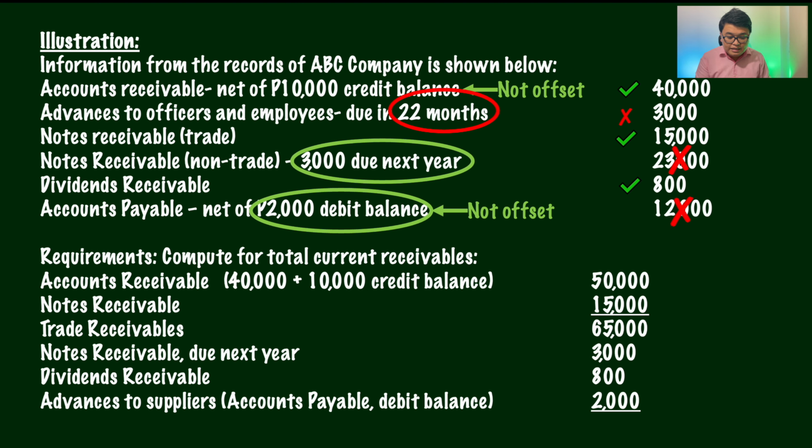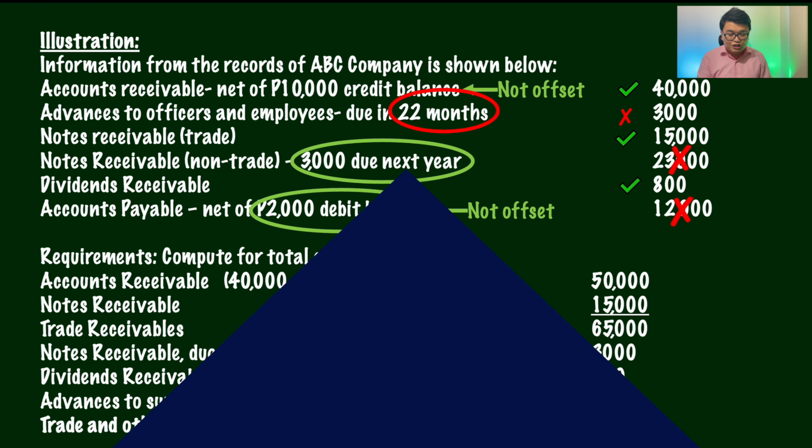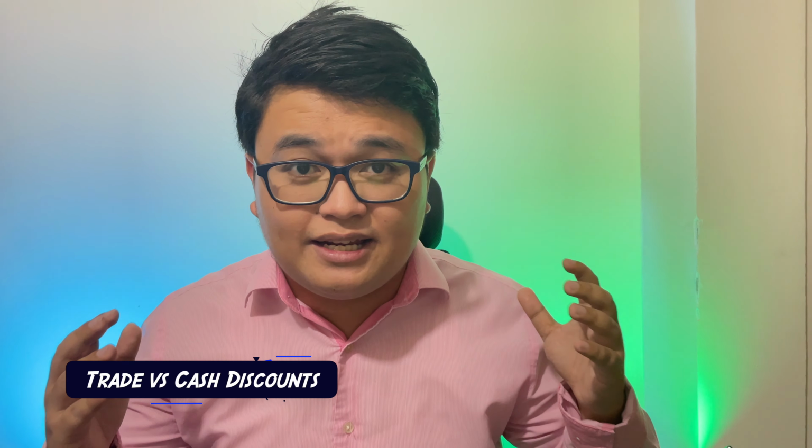The 2,000 debit balance will be regarded as advances to supplier. As such, our total current receivables for our illustration would be 70,800.